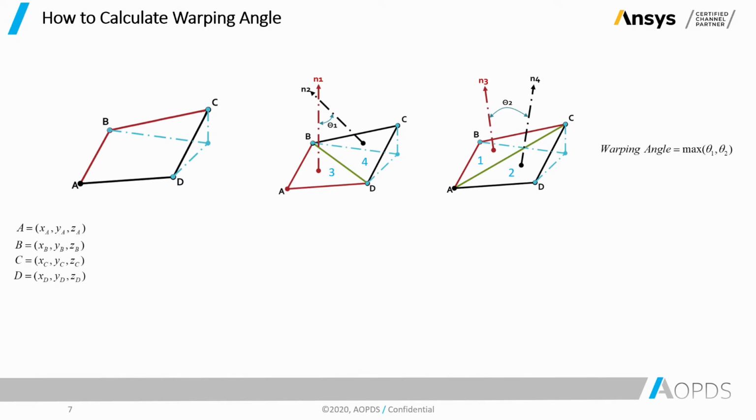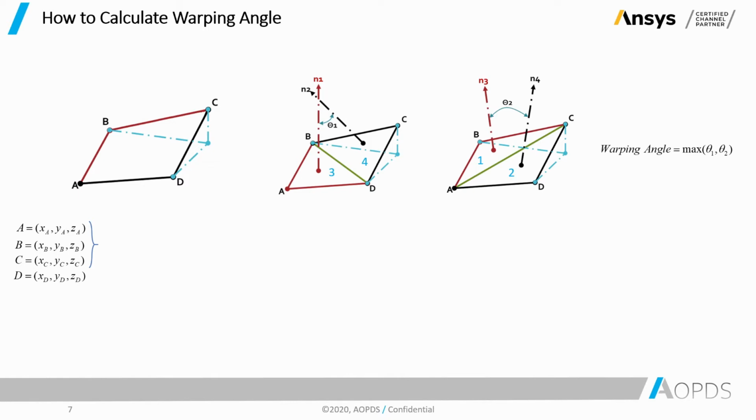Now, we know each node is going to have its own x, y, and z. So for node A, we have XA, YA, ZA. For node B, we have XB, YB, ZB. For node C, we have XC, YC, ZC. And for node D, we have XD, YD, and ZD. In this example, I am going to measure the angle between N3 and N4. Basically, the normal of plane 1 and the normal of plane 2.